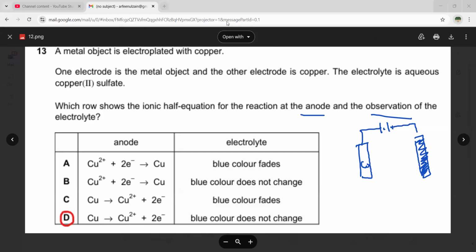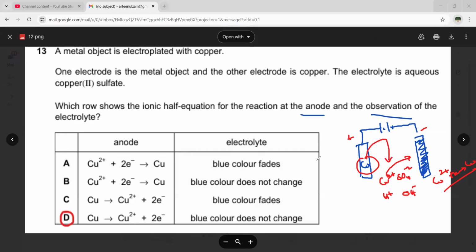And the electrolyte, the solution, is aqueous copper sulfate. So it means it contains copper ions, sulfate ions, hydrogen ions and hydroxide ions. First, the less reactive will move, so the copper ion will move towards the cathode, the negative terminal. When the copper ion moves there, it will take 2 electrons. Then, because the anode is made of copper, copper atoms go inside the solution as copper ions.